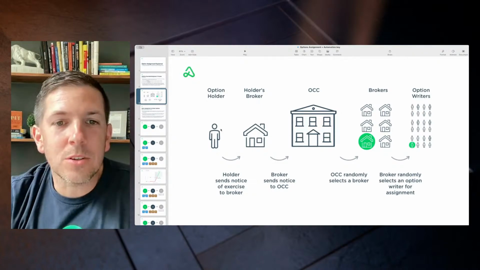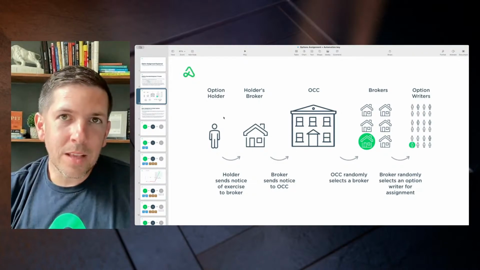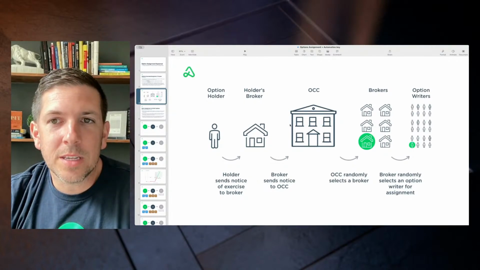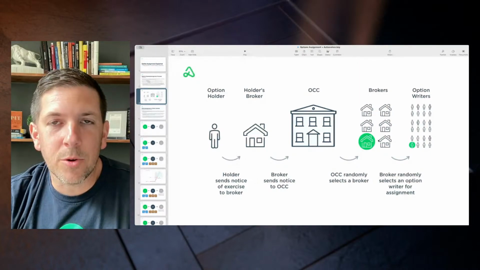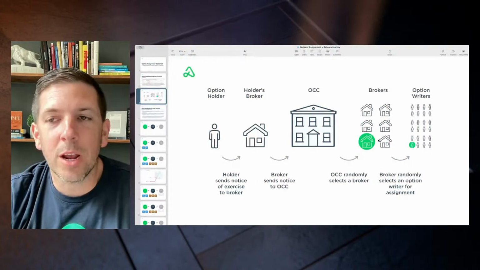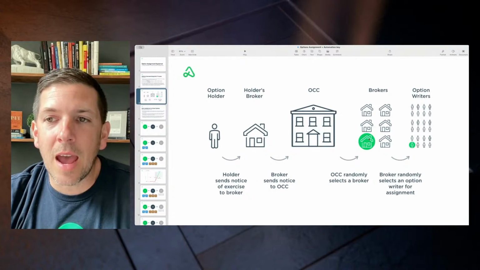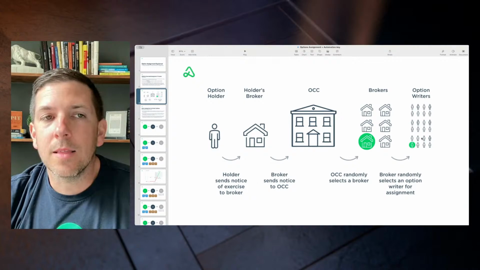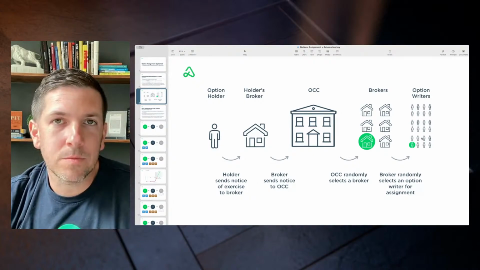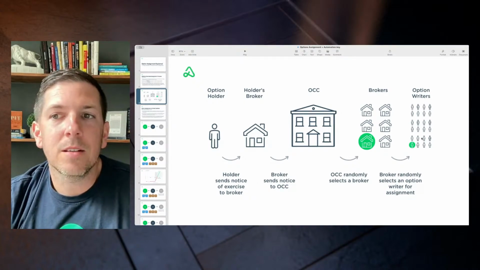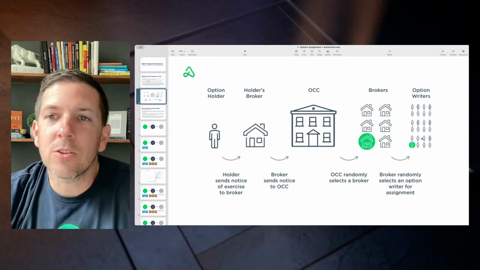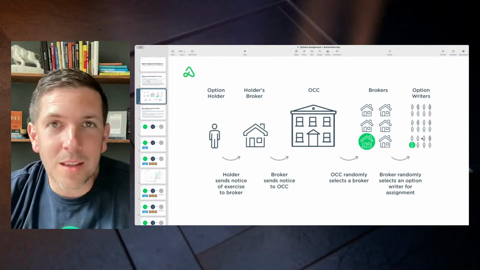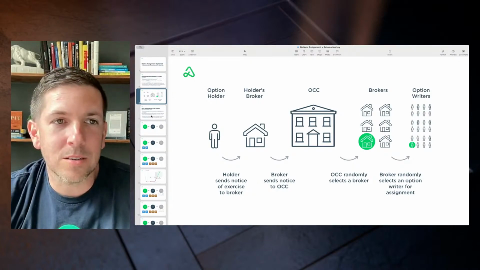So if they choose to exercise their contract, they let their broker know. Their broker, like Tradier, would then send notice to the OCC, the big OCC White House. They would randomly select another broker in their network. And then that broker would randomly select an option writer who's holding that contract short for assignment. A lot of people think there's some kind of scheme out there to get you. Some people will say, I've been assigned 5 times this week, so they're out to get me this week. It's not the case. It just happens to be you. It's happened to me. It's going to happen to you. It's a normal part of the process, okay?